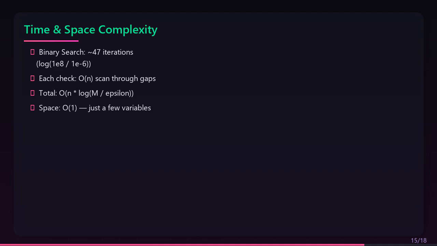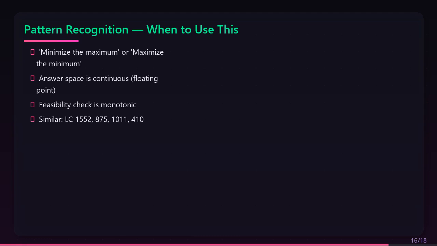Super efficient. When should you use this pattern? Whenever you see minimize the maximum or maximize the minimum. When the answer space is continuous, like distances or rates, use float binary search. The feasibility check must be monotonic. If D works, all values in one direction also work. Similar problems include magnetic force between balls, Koko eating bananas, ship packages, and split array.